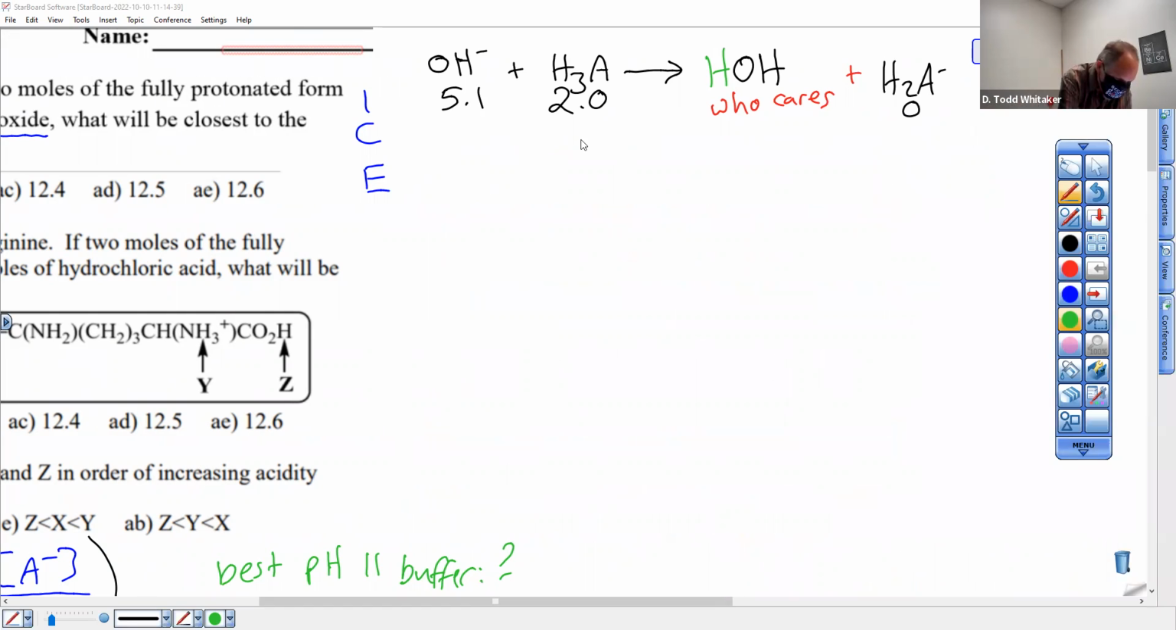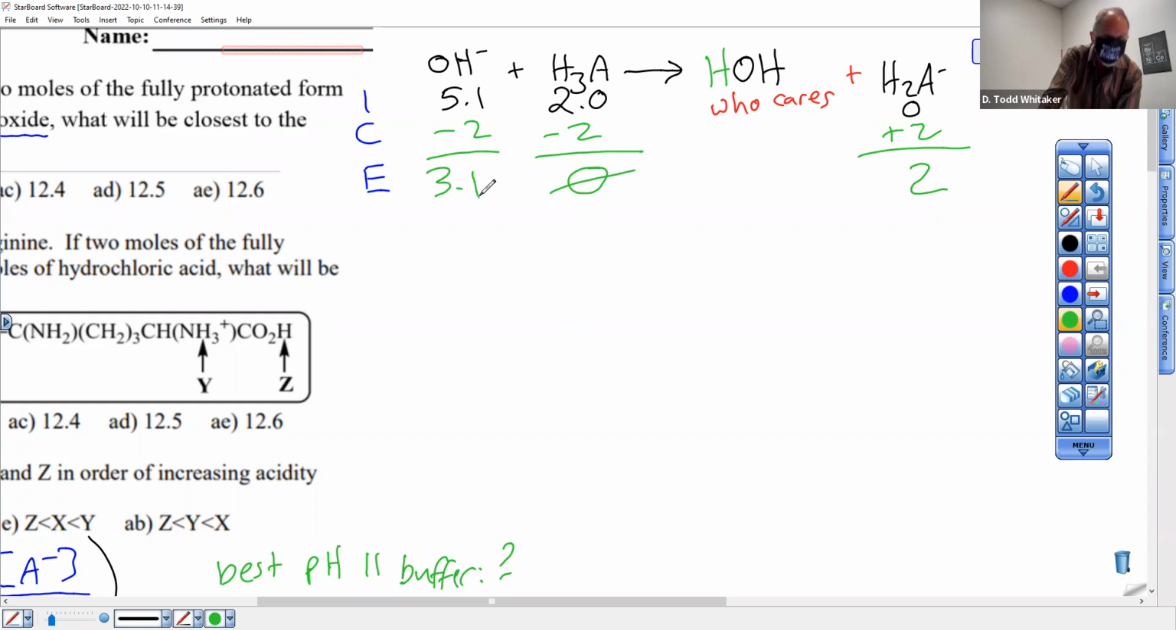H3A reacts completely, also getting rid of 2 moles of hydroxide as it does so, creating, who cares how much water? I'm not even going to write it down. It's 2 moles. Who cares? But the important thing is you created 2 moles of H2A minus. The important thing is H3A is gone. You're no longer concerned about pKa1. It's over. All right, 3.1. Pretty soon you're going to figure out you don't even care about pKa2 in this problem.